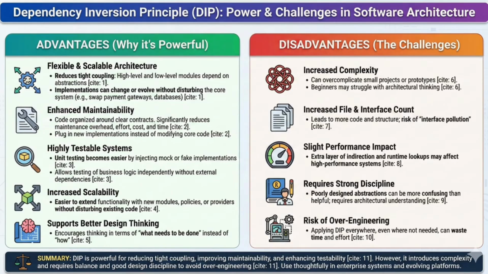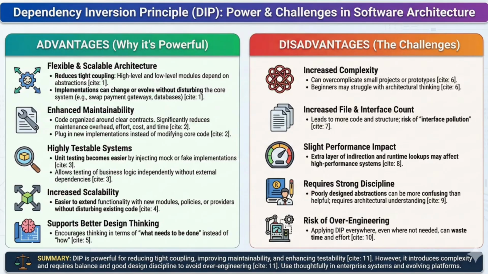Teams can also work in parallel more effectively. One team can work on business rules while another works on implementation, because both only depend on the abstraction contract. This leads to cleaner separation of responsibilities and supports modular, layered, and hexagonal architectures. Over time, such systems can adapt to business expansion, new technology adoption, and integration with external platforms far more smoothly than tightly coupled systems.